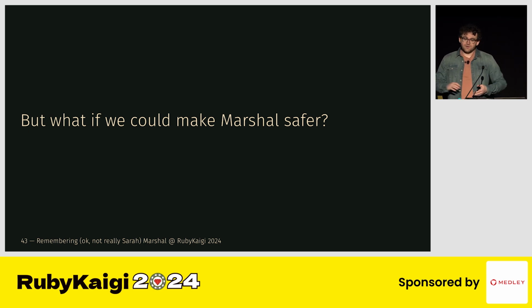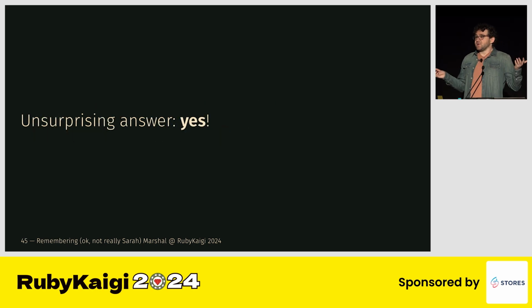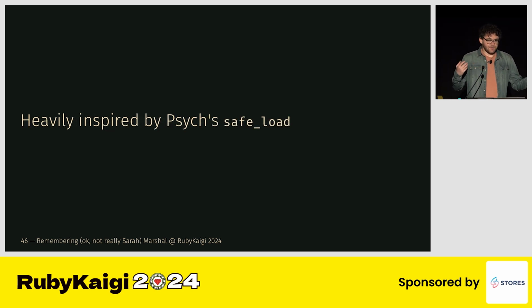But what if we could make Marshal safer? And, given it's used in Ruby gems, I wondered, could we do it? Could we make Marshal safer? Unsurprising answer here was yes, we could. So I wrote a bunch of gnarly code, which was heavily inspired by Psych's safe_load method, a method that was introduced due to that very same Rails YAML vulnerability I was talking about a minute ago.